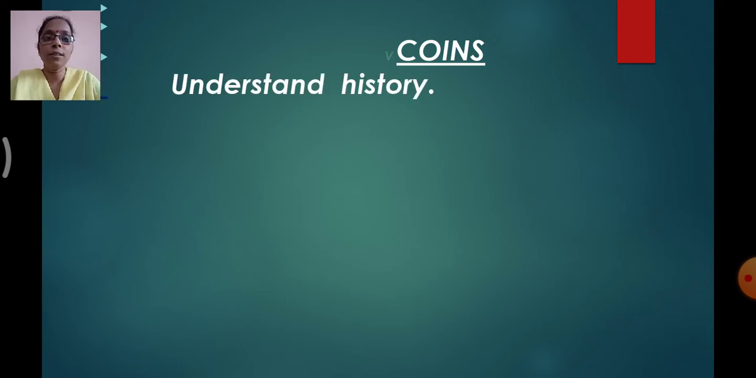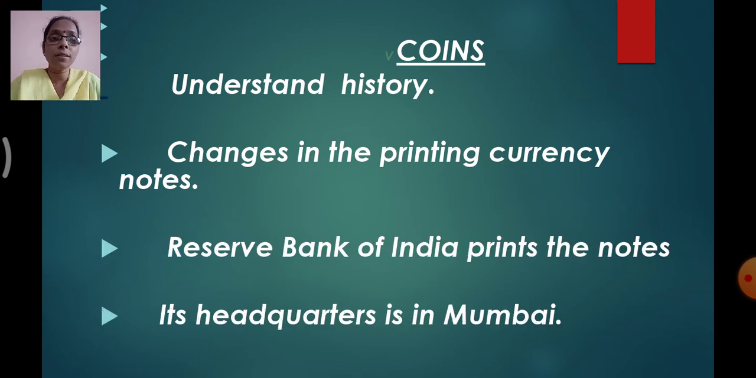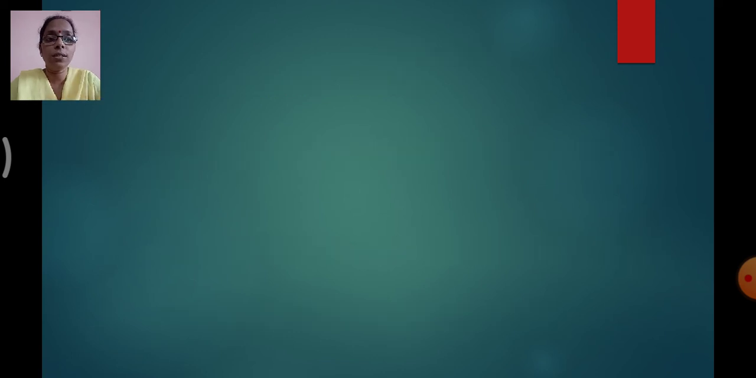Now how do coins play a materialistic role? They help us to understand the history. Then it changes in the printing of currency notes. It also makes us aware about the changes brought about in the printing of the currency note. And the Reserve Bank of India prints the notes. So who prints the notes? The Reserve Bank of India. And where is the headquarters? Its headquarters is in Mumbai. So we can see the print of the notes change after some time, like just 2-3 years back we saw the demonetization, where the currency notes were changed by their color and also their look, right? So the coins and the currency notes depict the changes, right?